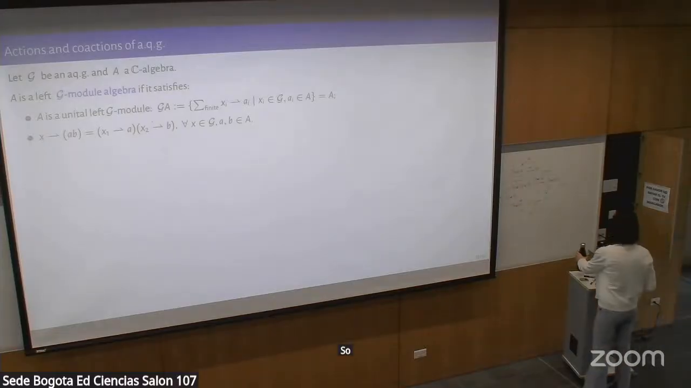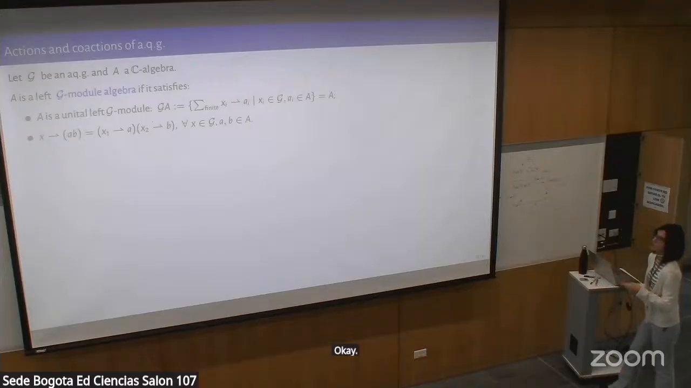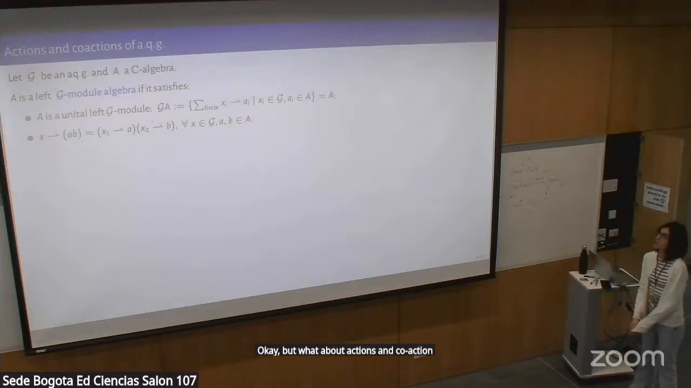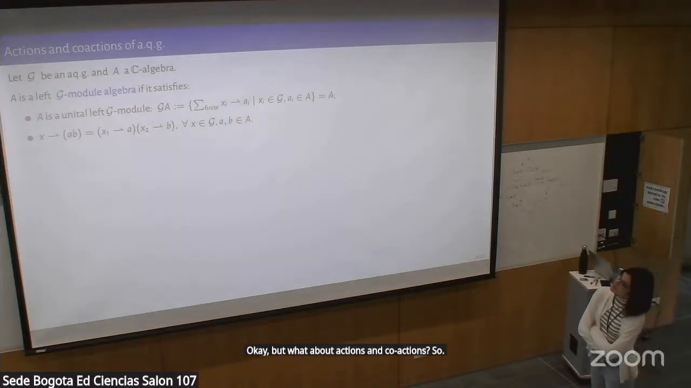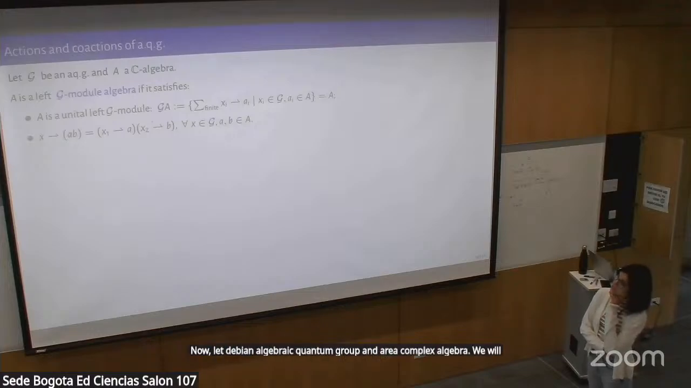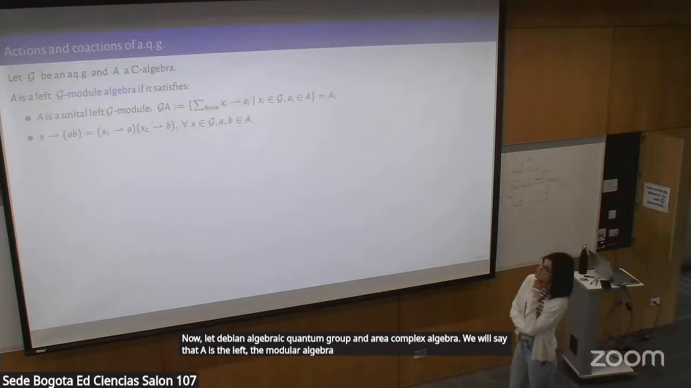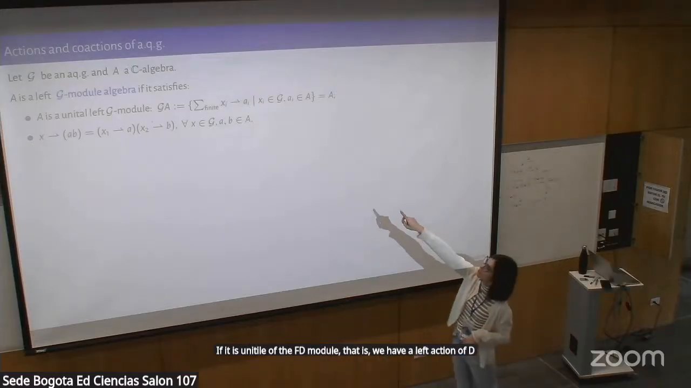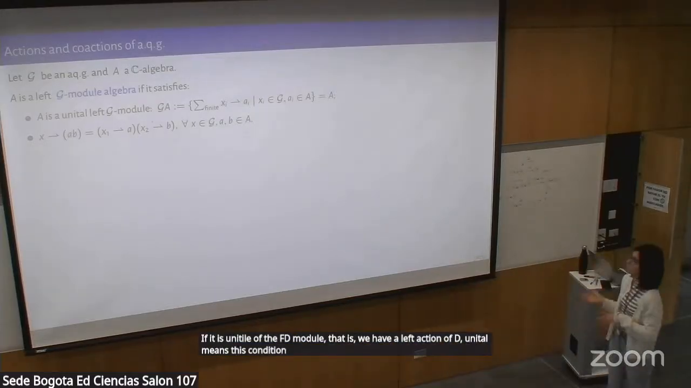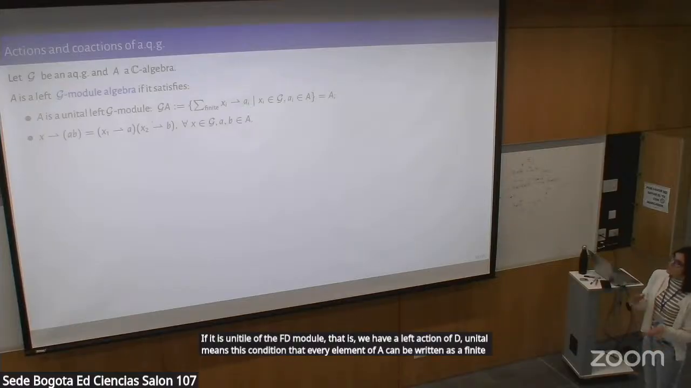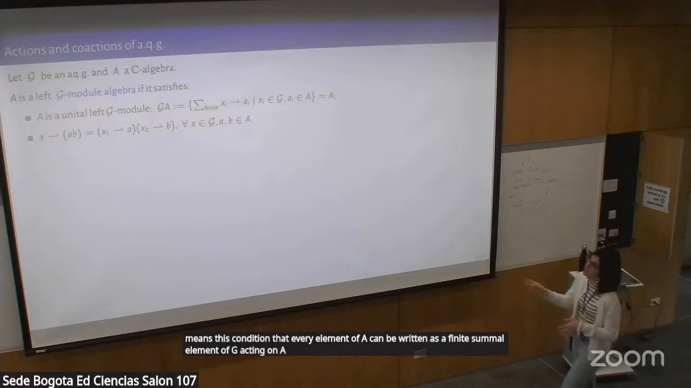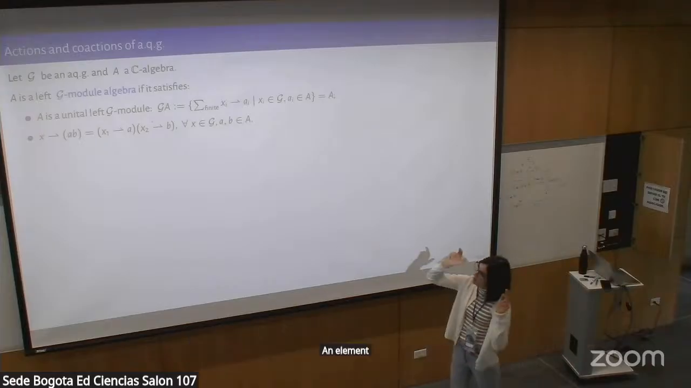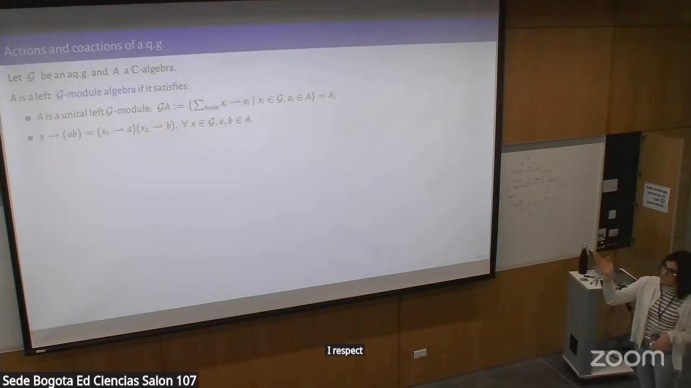So now we know what is an algebraic quantum group. Okay, but what about actions and coactions? Now let D be an algebraic quantum group and A a complex algebra. We will say that A is a left D module algebra if it is unital as a left D module, that is, we have a left action of D, unital meaning this condition that every element of A can be written as a finite sum of elements of D acting on A, and an element x must respect the product. That's the same thing as for Hopf algebras, okay?